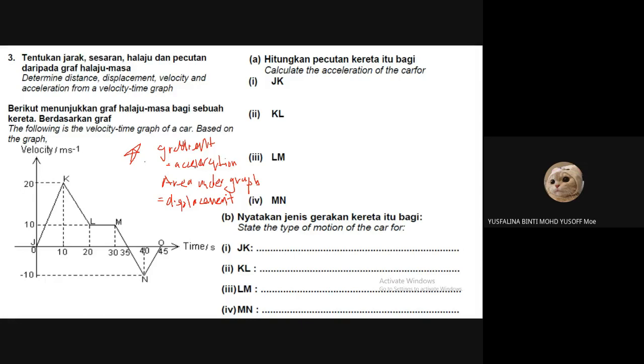Alright, so what's the answer for JK? 2 ms⁻². Okay, let's see if it is correct or not. First, what you have to do here is plot the points and read the coordinates: 10, 20, and then this one is 0, 0. Okay, and then you use the formula.